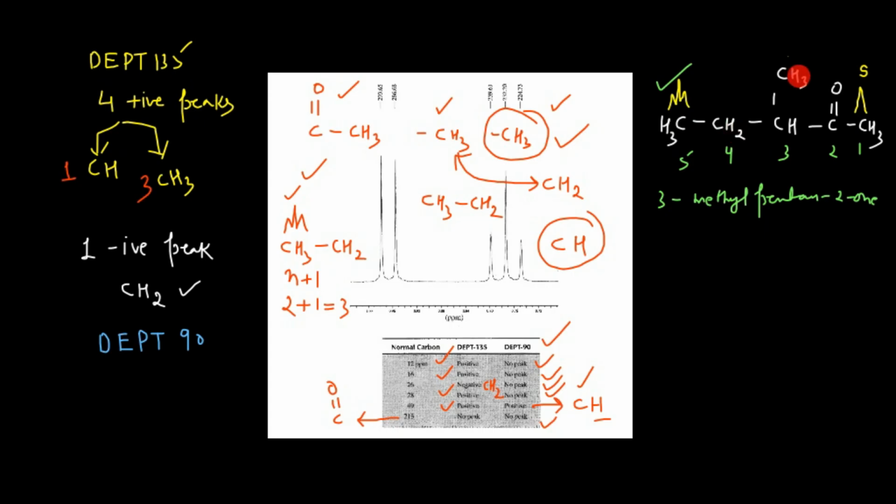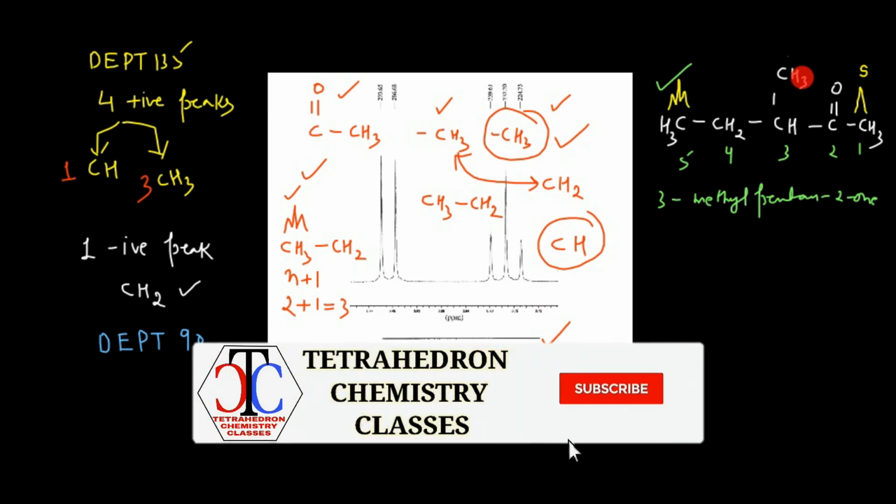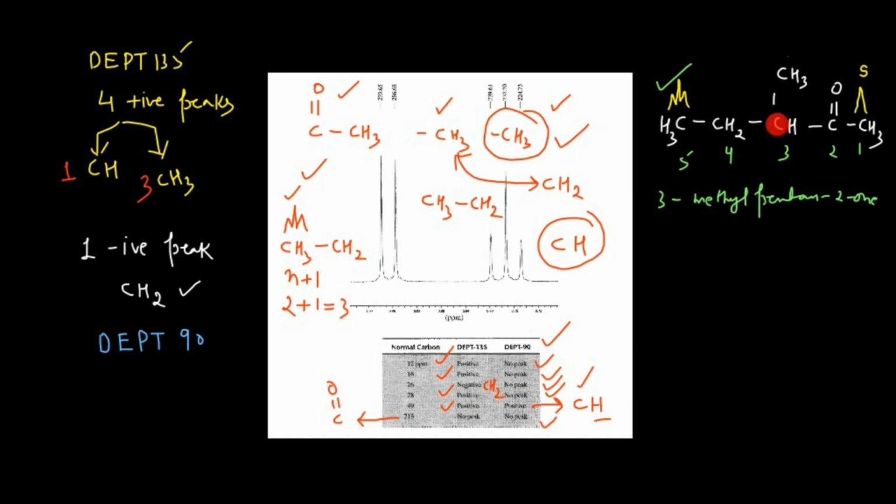And if you want to calculate the splitting pattern of these three methyl groups, you need to look at the number of hydrogens present on the neighboring carbon. So your neighboring carbon is having one hydrogen only. You will apply the n plus 1 rule. So you can write n plus 1. That will give you what? 1 plus 1 equals 2. 2 means doublet. So this will produce a doublet. This will produce a doublet.